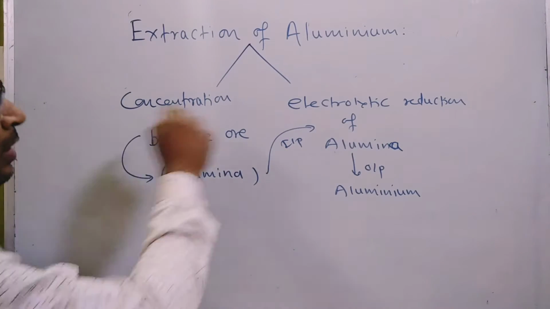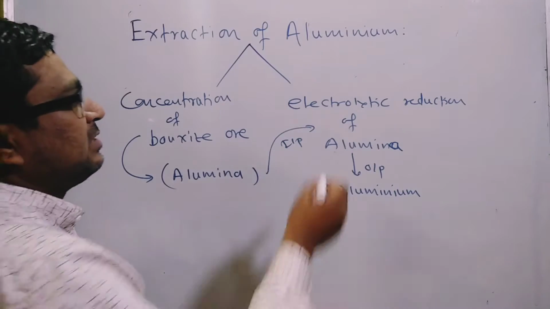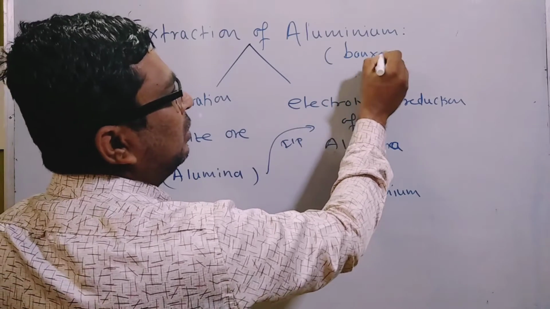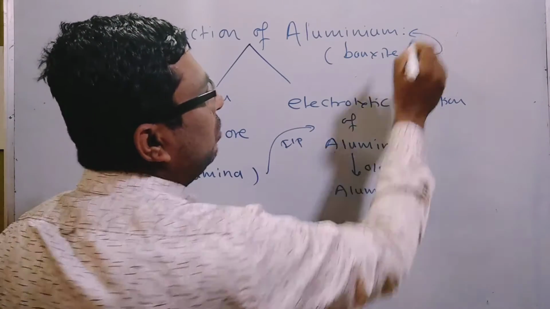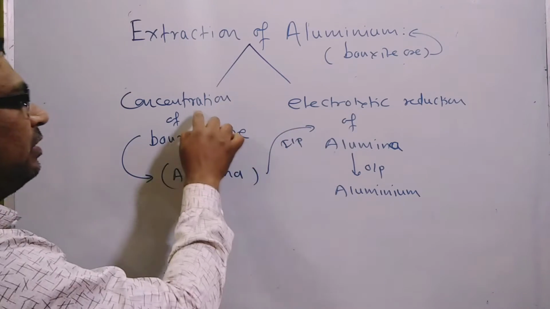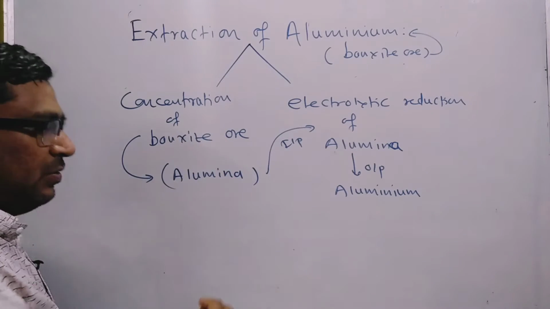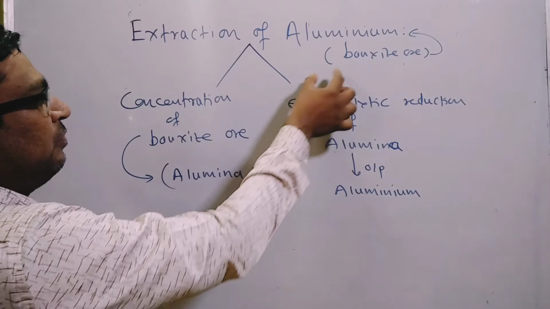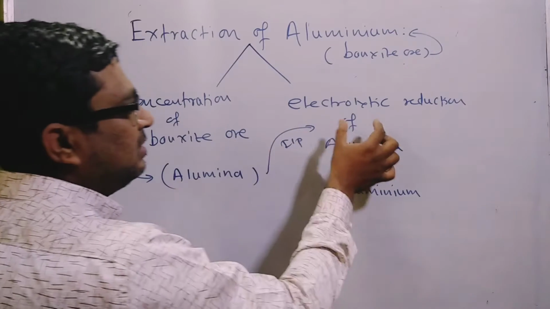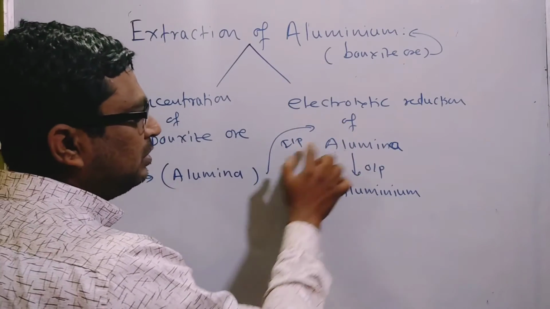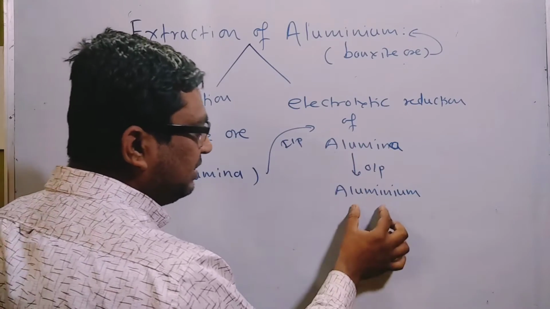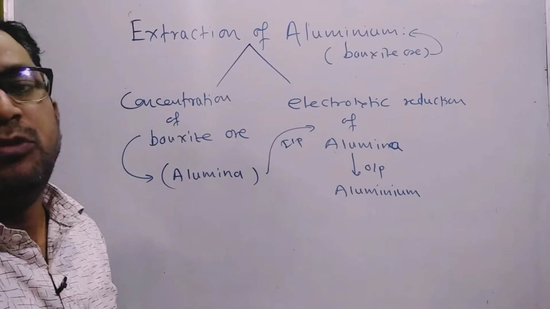Observe, again I am repeating, extraction of aluminium. Aluminium is extracted from its ore, which is called bauxite. For this extraction we have two stages. Number one, concentration of bauxite ore: by using some technique, you extract concentrated alumina from the bauxite ore. In the second stage we use this concentrated alumina as the input and do electrolytic reduction of alumina, and the final output of this stage is aluminium.